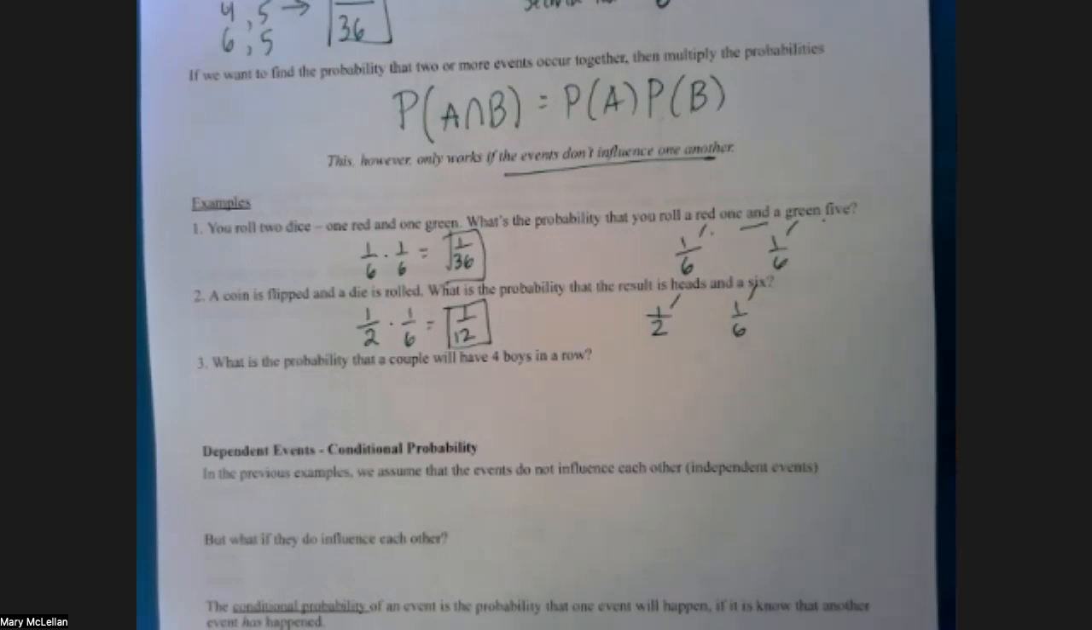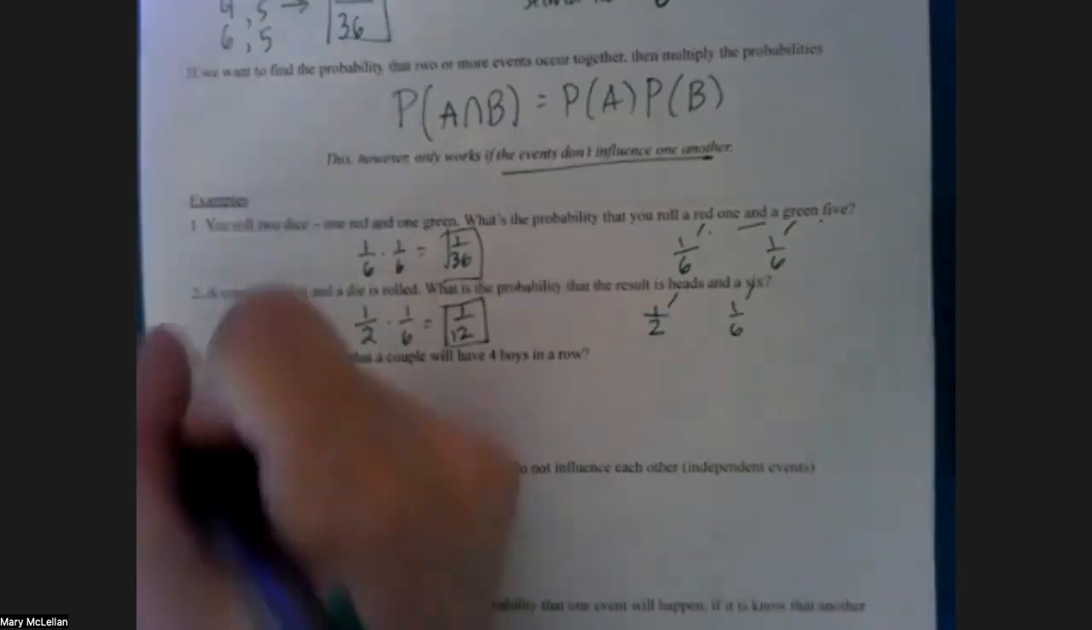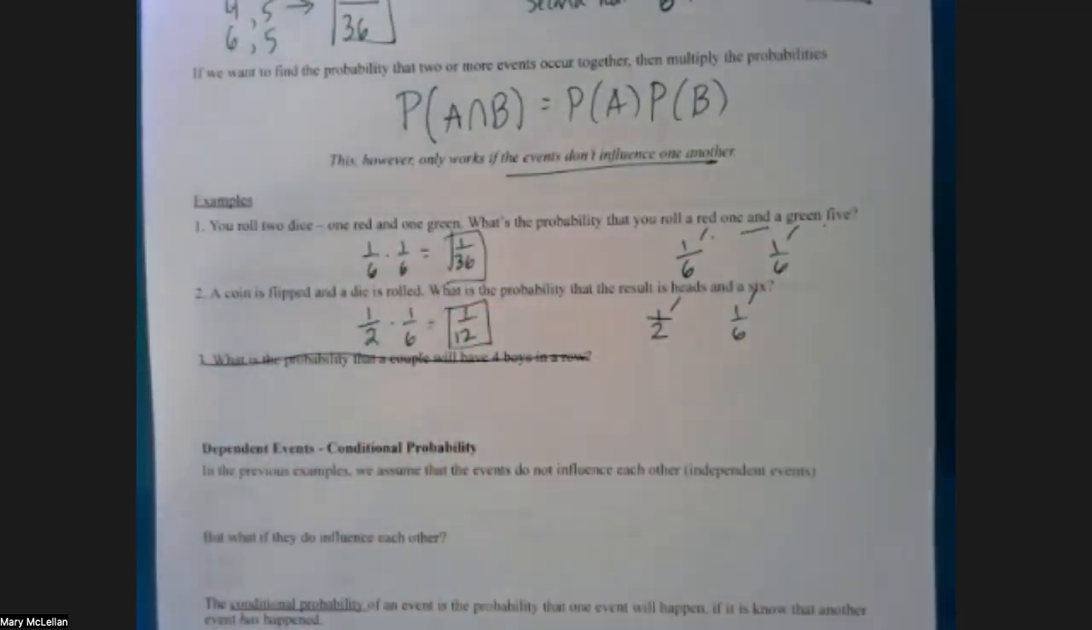Okay, what is the probability that a couple will have 4 boys in a row? Yikes. This is a weird problem. I don't like this problem. I'm gonna take it out. Cross it out. I'm not doing it.